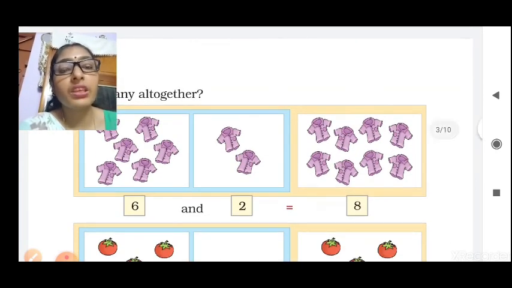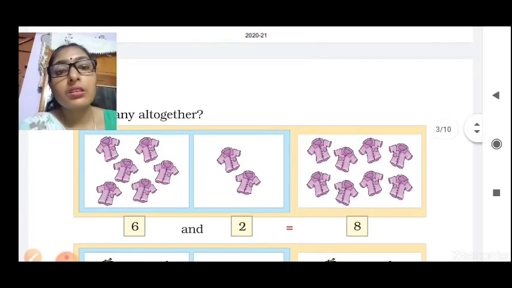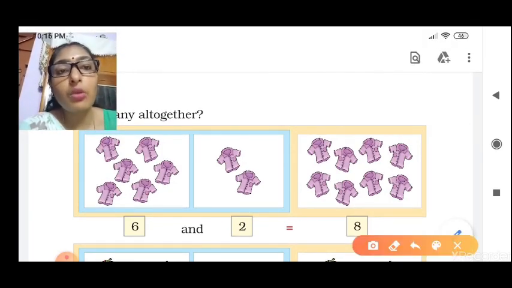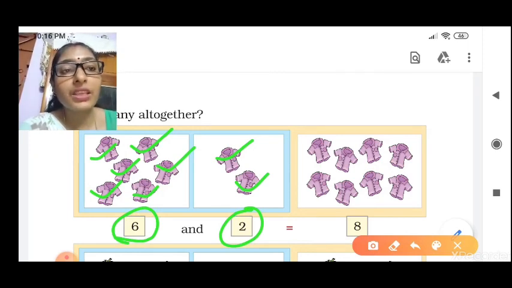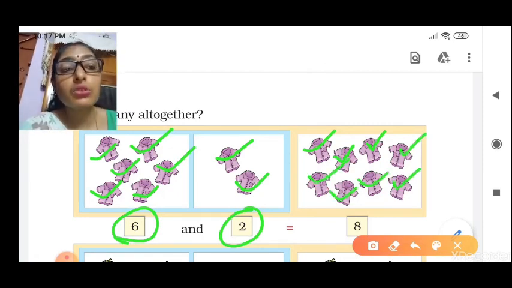Now here you can observe. In the first picture, how many shirts are there? In the first picture you have 1, 2, 3, 4, 5, 6, so 6. The second picture has 1, 2. So the first picture has 6 shirts and the second picture has 2 shirts. So total how many? Let us count: 1, 2, 3, 4, 5, 6, 7, 8. So total we have 8 shirts.